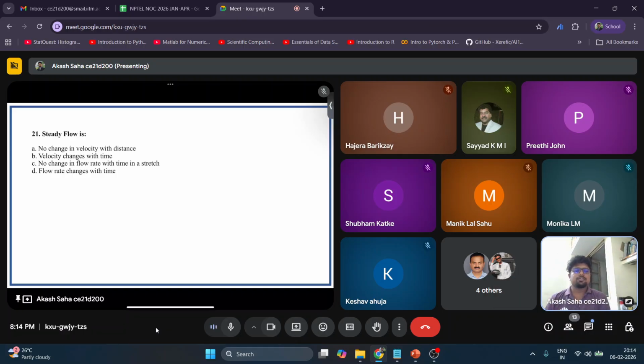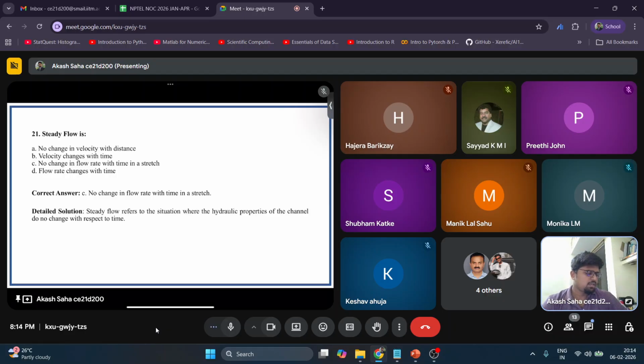That's why most of the time we will write dC by dt equal to 0. We will not write dC by dx equal to 0. So dC by dt. So that's why option C is correct. No change in flow rate with respect to time in a stretch. So C is the correct answer. So steady flow refers to a situation where the hydraulic properties, be it flow or velocity or depth of the channel, do not change with respect to time.